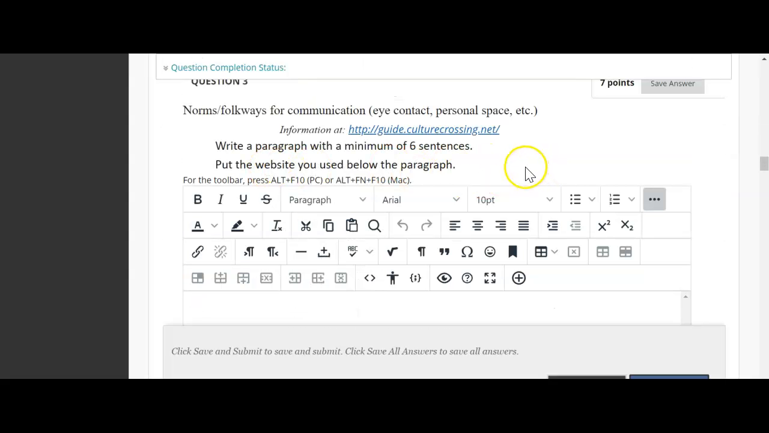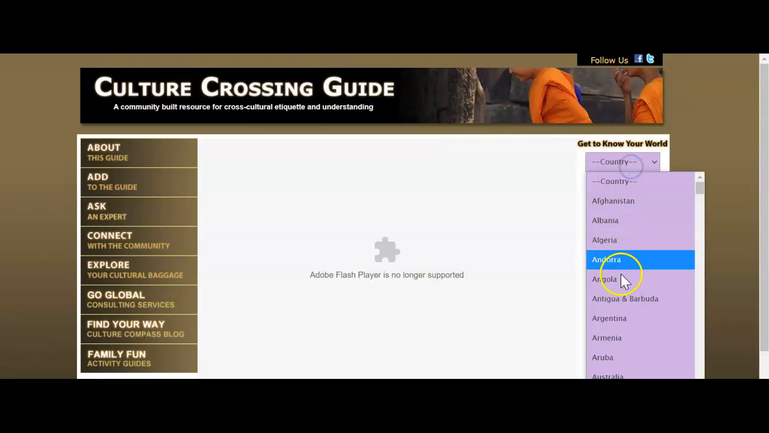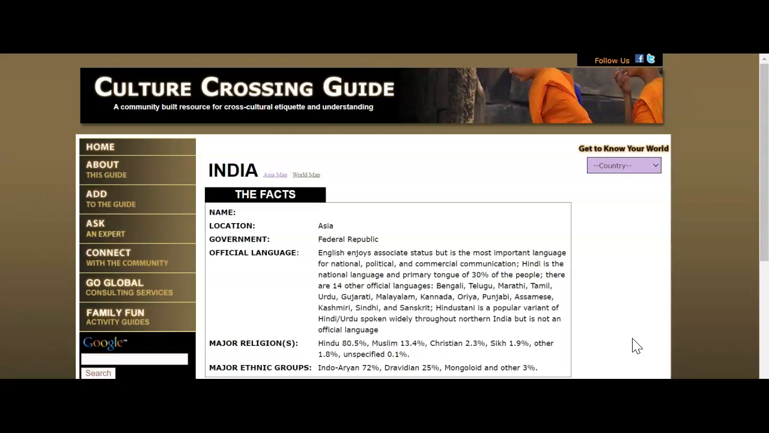Now this one is more specific, there's a particular website I'd like you to use. When it comes to norms, folkways for communication, eye contact, personal space, this gets more into specifics of the culture. That's when you go to Culture Crossing Guide. You find your country in here. Example, imagine you were writing about India.